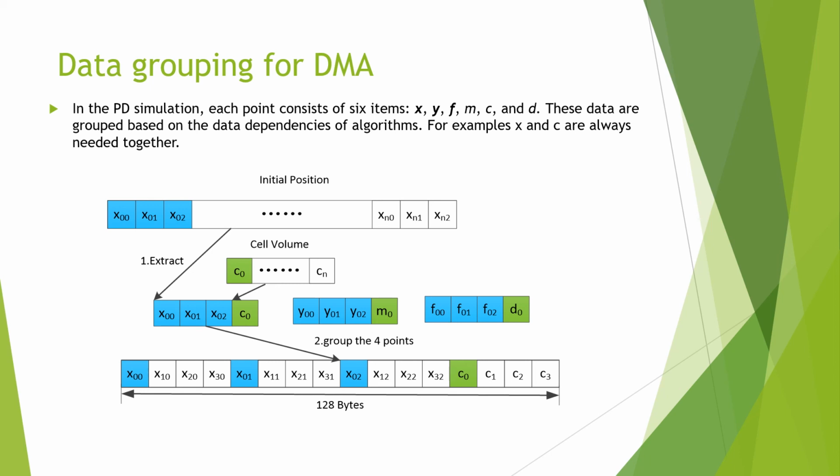Each point consists of 6 items, 3 3-dimensional vector items, and 3 1-dimensional scalar items. Based on the usage of data in the algorithms, we combine a vector item and a scalar item to a 32-byte data block, and then combine 4 32-byte data blocks of 4 points into a 128-byte data block, which is used as the basic unit of DMA. To make vectorization efficient, the data in a group are stored in struct of array layout.